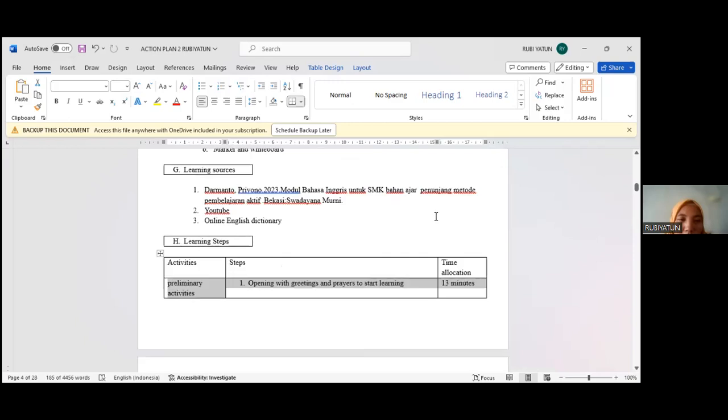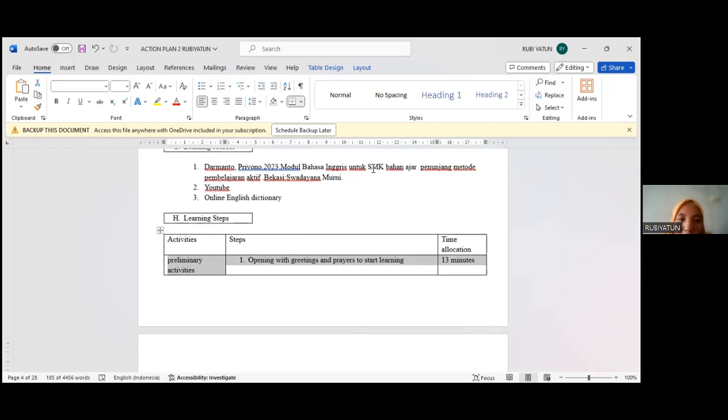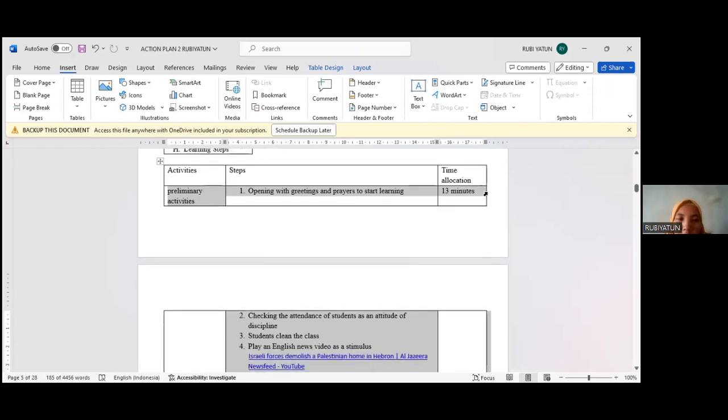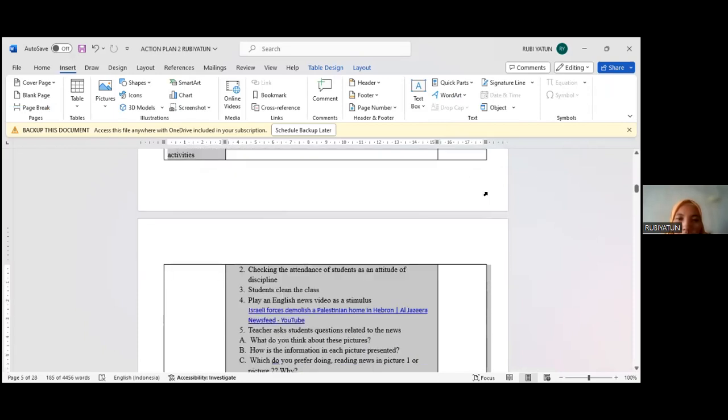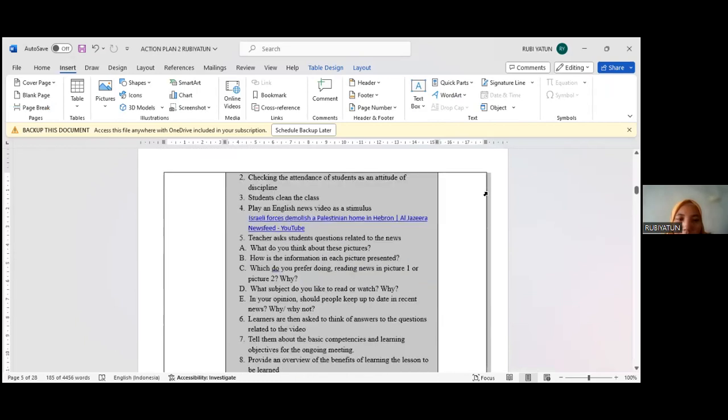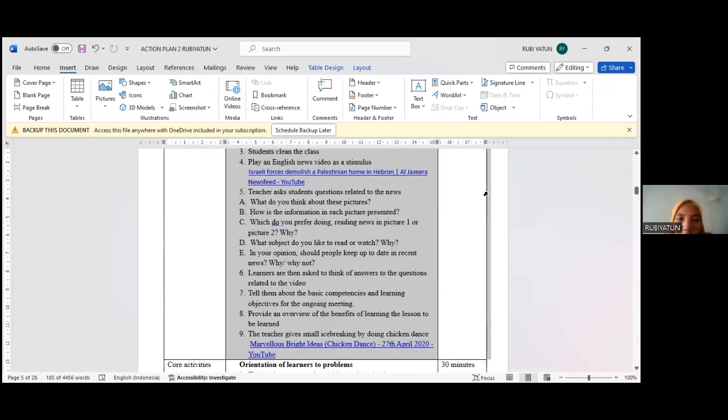Learning source is the book from the model in the class, Bahasa Inggris untuk SMK, 2023, and then YouTube, and the last is an online English dictionary. Learning steps: the first is preliminary activities, opening with greeting and praying to start learning, 13 minutes, checking the student attendance, cleaning the class, and playing an English news video as a stimulus.